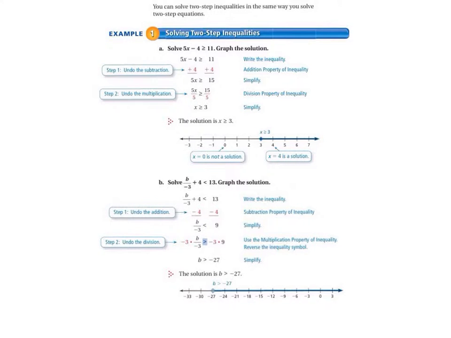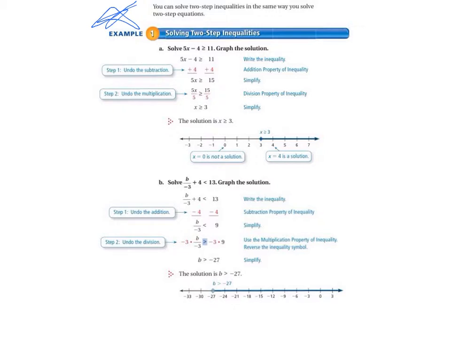We'll be starting today's lesson on page 148 in your 2014 edition of Big Ideas Math. At the top of the page, it has a nice little sentence that reminds you that you can solve two-step inequalities in the same way you solve two-step equations. Example 1, solving two-step inequalities. Letter A, we're going to solve 5x minus 4 is greater than or equal to 11 and graph the solution.